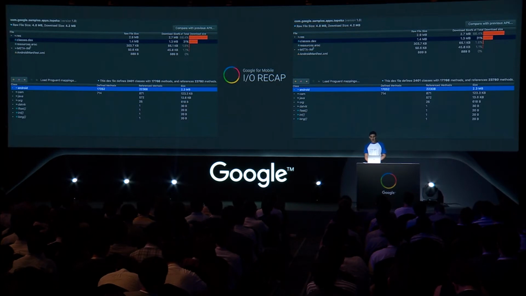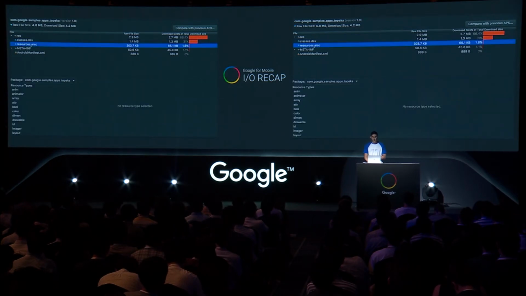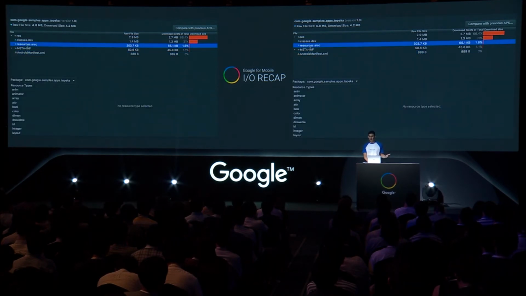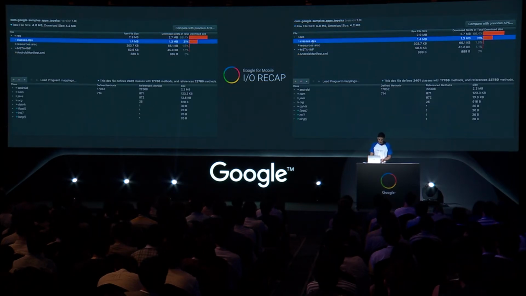Now below this, we can actually go and look at our other files as well. We can look at the resources, the ARSC file, META-INF, and also Android manifest. But as I mentioned before, these don't use up that much space, so we're not going to focus on optimizing those. Okay, let's go back to the presentation.